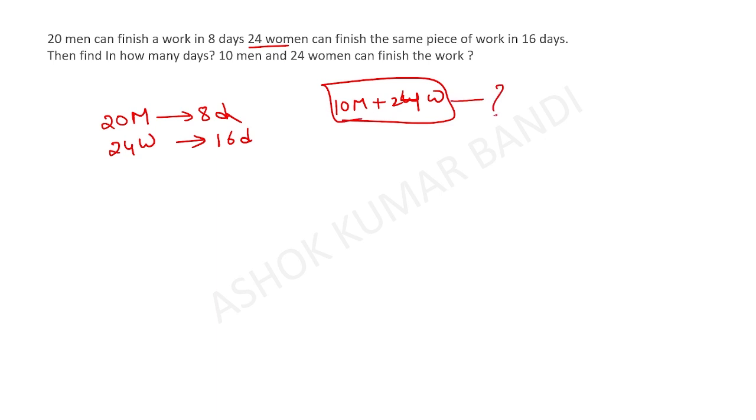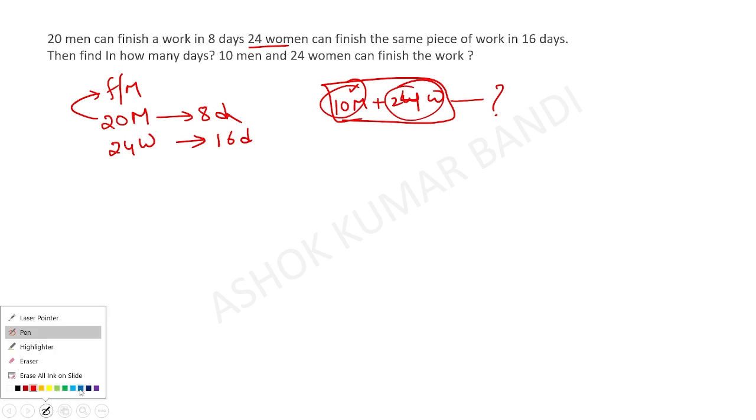Before telling you the normalized method, what we are going to do here is guess the answer. That means whenever the given numbers, like these 10 men and 24 women, are some factors or multiples of the original numbers, I am repeating once again, whenever the given number of men or women are factors or multiples of the original men and women, then you can use this method. See here how you are going to solve this one.